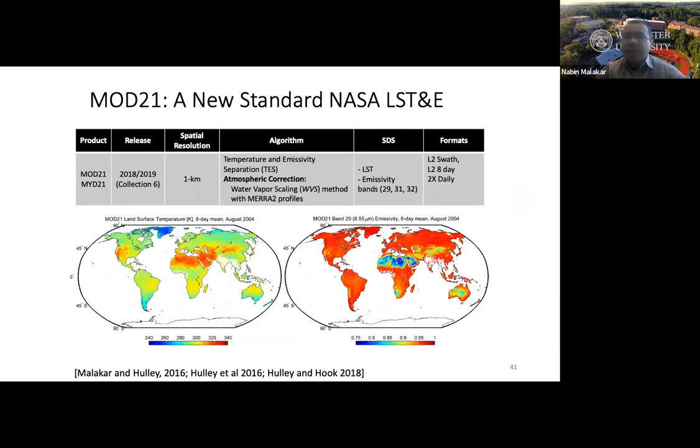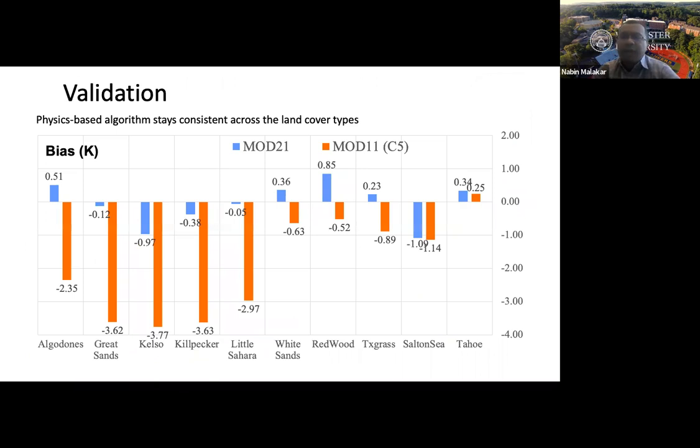And just to validate the global temperature product, we have looked at different land cover types, and we are literally trying to say that it works well in different land cover types. If you have sand sites, for example Algodones, Great Sand, Kelso, all of these are sand sites, it works really well. Previous algorithms had a bias greater than 1 degree centigrade. Our algorithm, we used more than 10 years of data, and we found that our new algorithm works a lot better in this case.